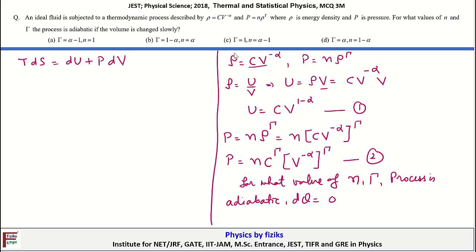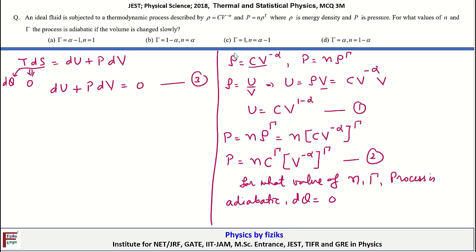Because we are talking about a process to be adiabatic, T dS is equal to 0, because this is nothing but dQ. Therefore the necessary condition that we have to ensure is dU plus P dV equal to 0. Let me call this equation 3. Ultimately we have to prove that dU plus P dV is equal to 0, and that will allow us to obtain the necessary condition that can be imposed on n, gamma and alpha also.